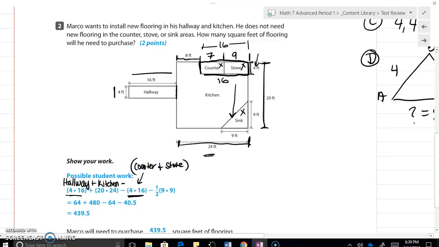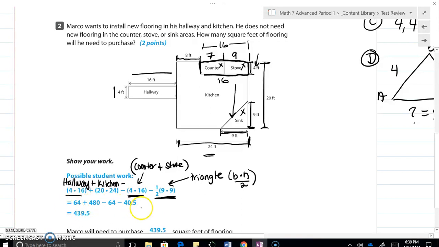And then you have this shape right here, which is our sink. This is the area of a triangle. Remember, area of a triangle is base times the height divided by 2. The base is 9, the height is 9, and then you have to divide that number by 2, which is the same thing as multiplying it by a half. Using order of operations, 4 times 16 is 64, 20 times 24 is 480, 4 times 16, once again, is 64, and then 9 times 9 divided by 2 is 40.5.